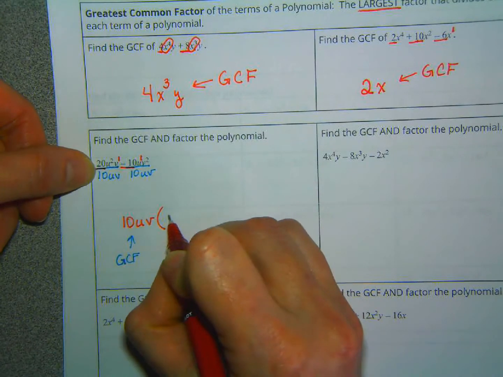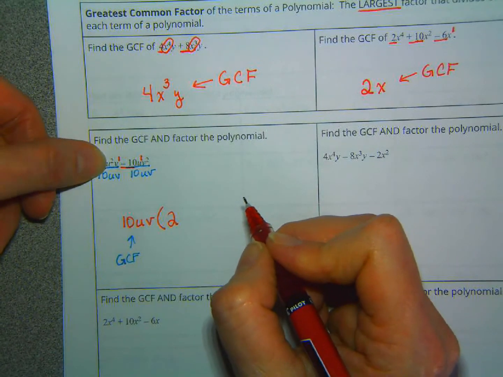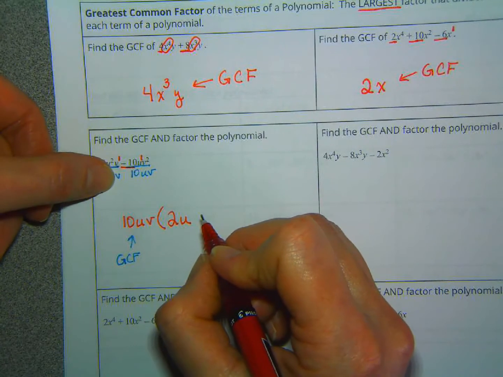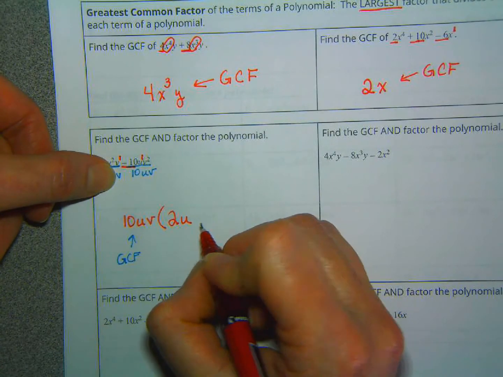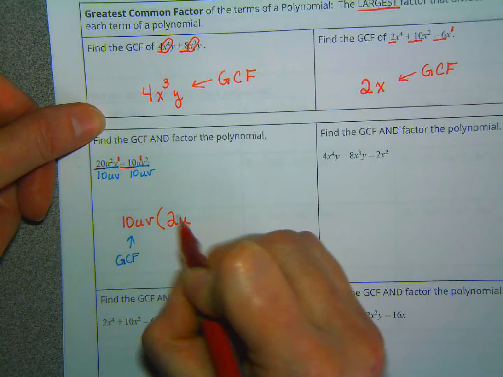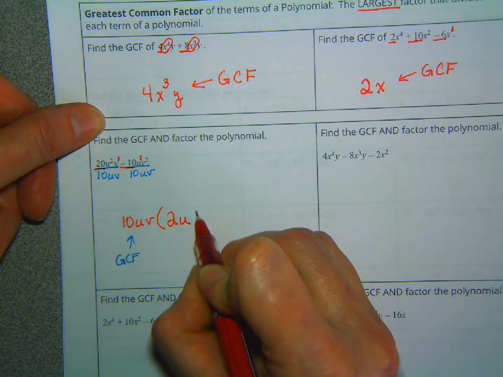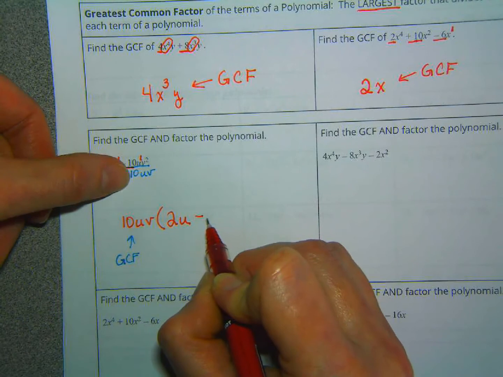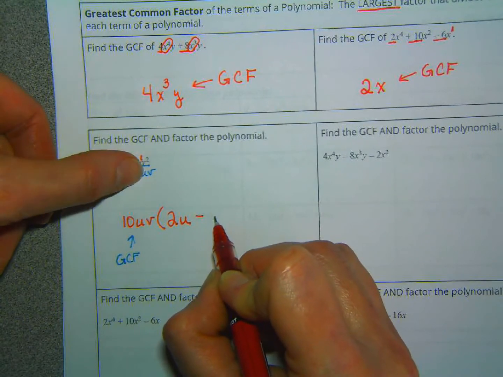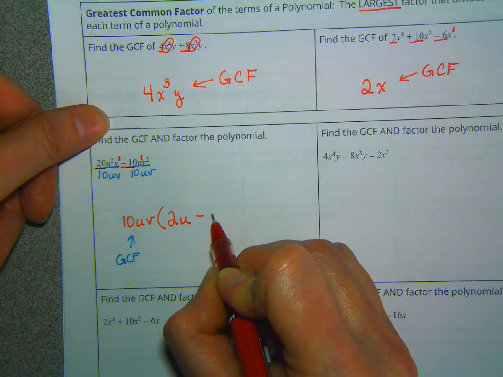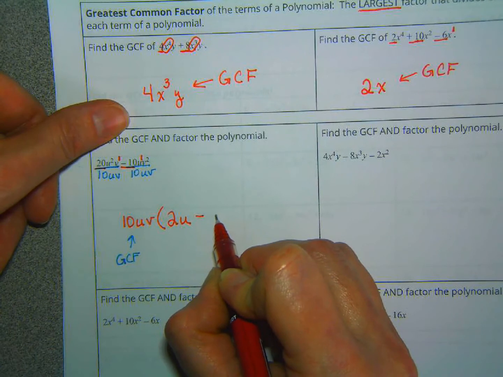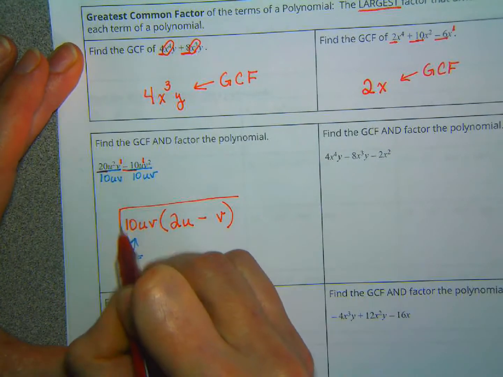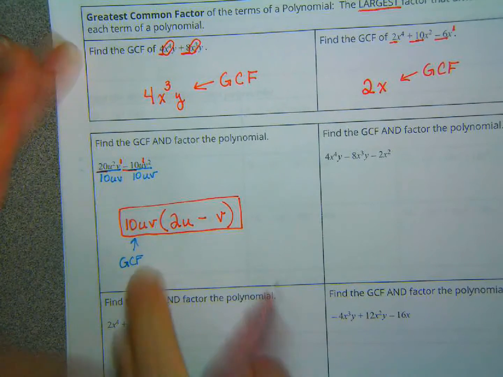20 divided by 10 is 2. U squared divided by u to the first is u. And v to the first divided by v to the first is just 1. So we aren't going to write that down, since we can write times 1. That would yield 2u. Minus 10 divided by 10 is 1. U to the first divided by u is 1. And v squared divided by v, that's v. So this is what it looks like factored. You do need to have that greatest common factor there.